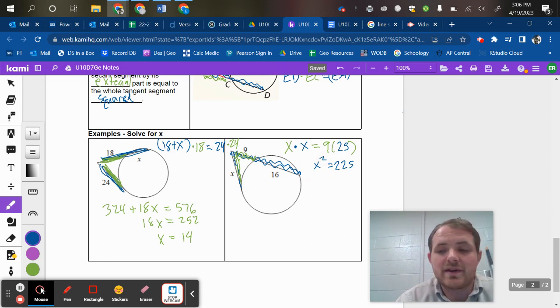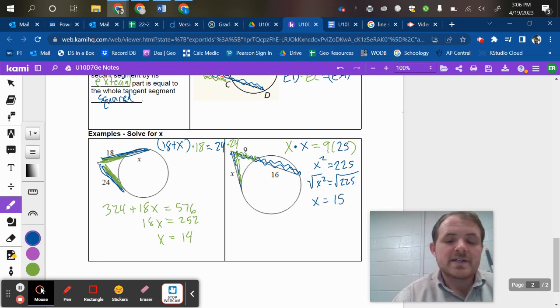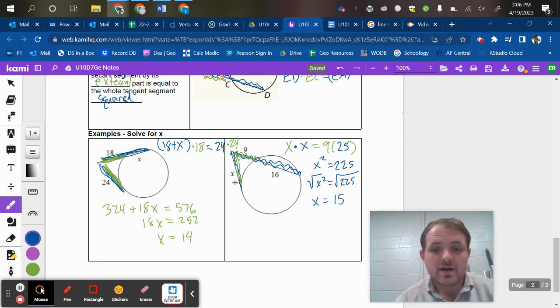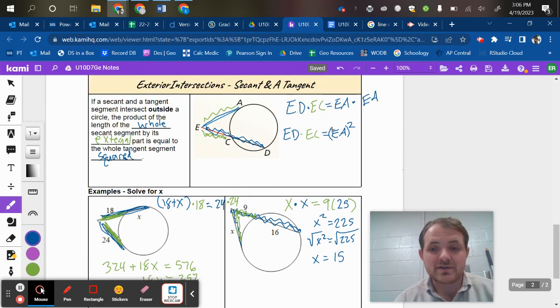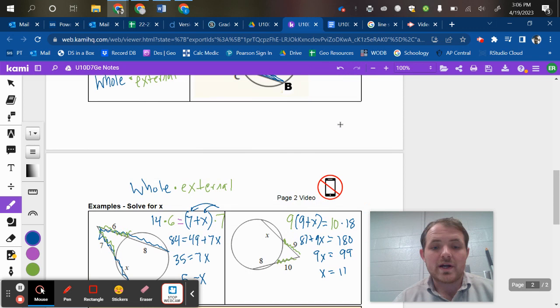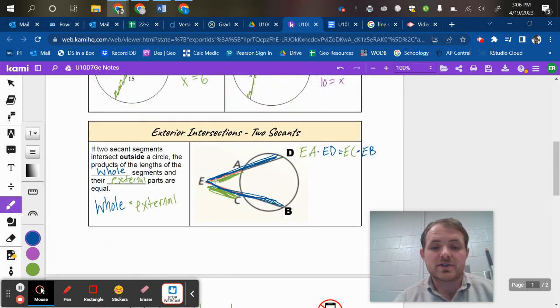Remember how we get that 2 out of there? Getting that x alone, we got to square root both sides, giving you that x is equal to 15. So again, there's 3 relationships here. One is a secant and a tangent, and that's where you have to do the squared part. One is 2 secants, and that's where it's just whole times external equals whole times external.